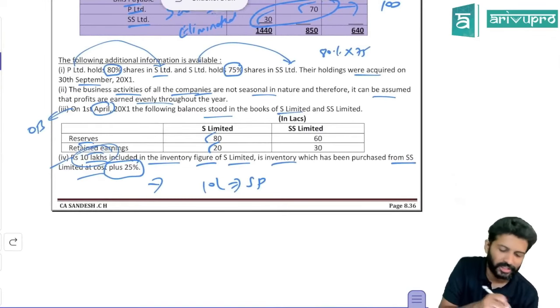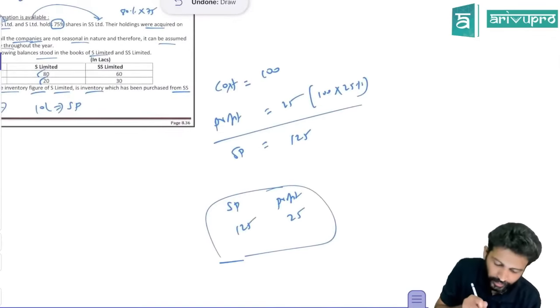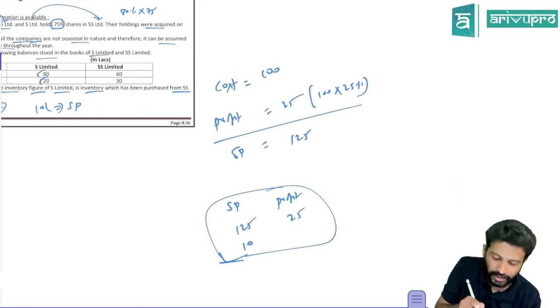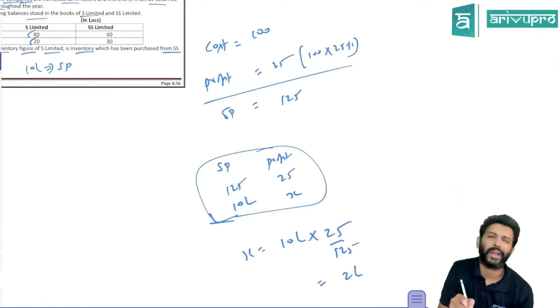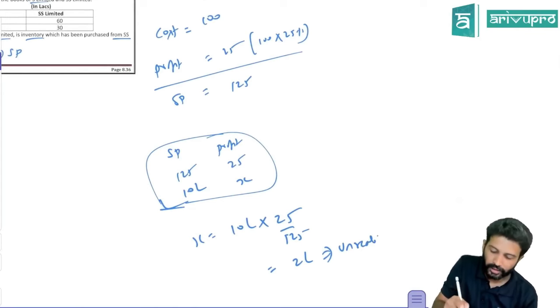That means this 10 lakh is a selling price. So if the selling price is 125, means profit is 25. If selling price is 10, means how much is it? So X is nothing but what? 10 lakh into 25 divided by 125, which is nothing but 2 lakh. 2 lakh is basically your unrealized profit. This is your unrealized profit.